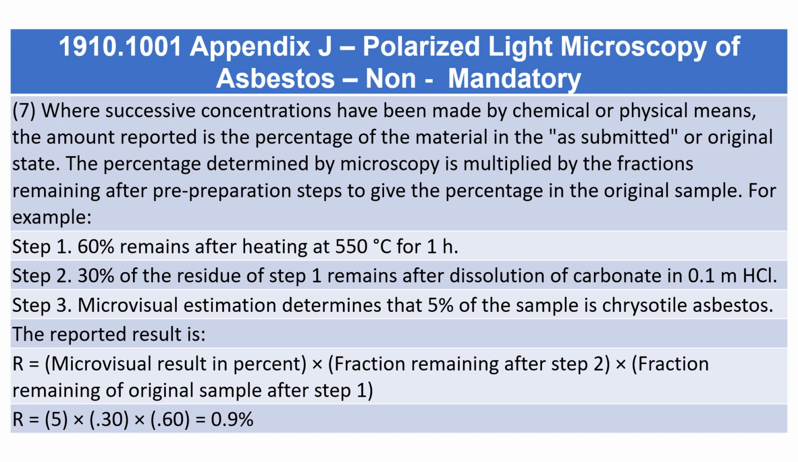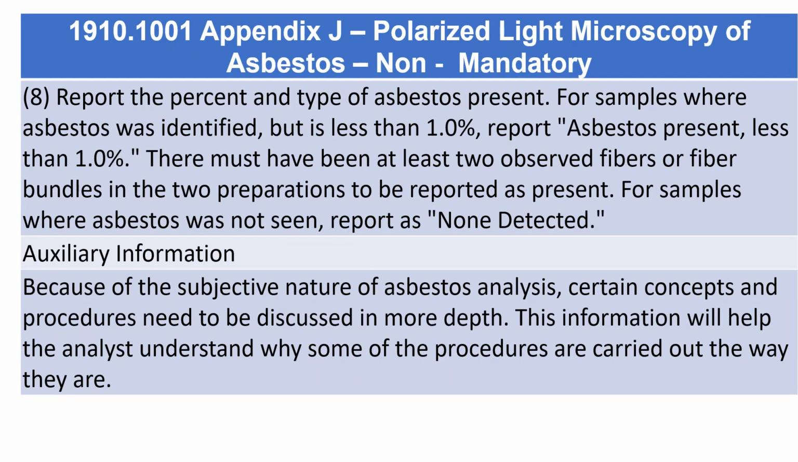60% remains after heating at 550 degrees Celsius for 1H. Step 2. 30% of the residue of Step 1 remains after dissolution of carbonate in 0.1 M HCl. Step 3. Microvisual estimation determines that 5% of the sample is chrysotile asbestos. The reported result is R equals microvisual result in percent times fraction remaining after step 2 times fraction remaining of original sample after step 1, R equals 5 times 0.30 times 0.60 equals 0.9%.